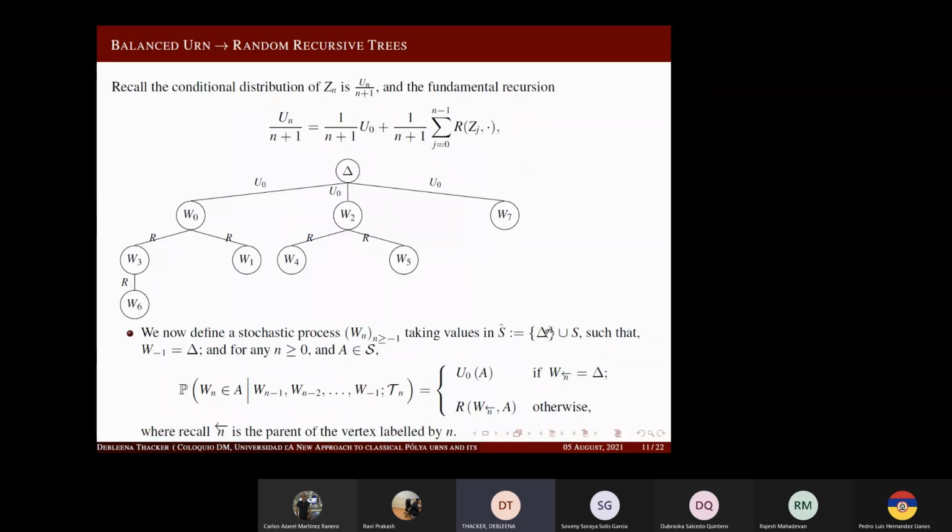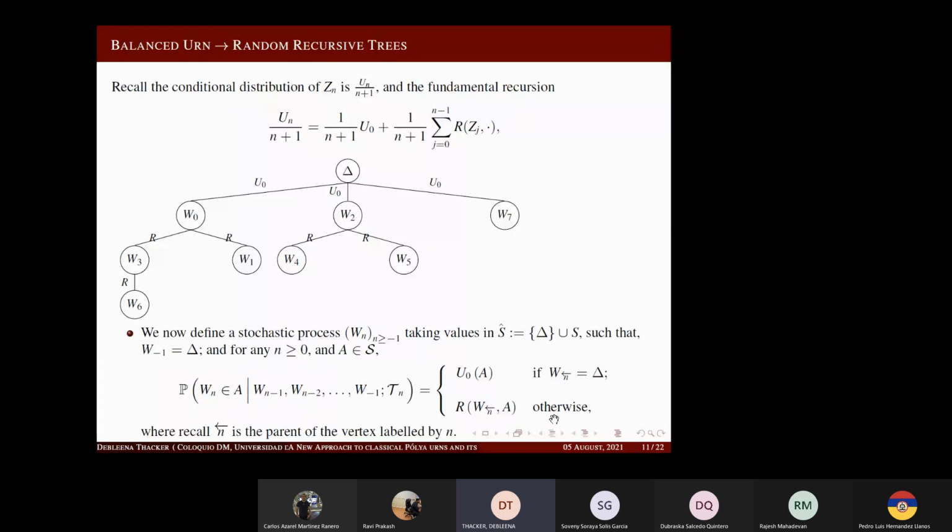We don't know what it is, but there is some state delta such that the root is always at this state, and everybody else is. So if at time n the incoming vertex chooses the root as its parent, then it is at some state A with probability proportional to U0 of A. Otherwise, if it chooses some other vertex as its ancestor, then it jumps according to R, right?